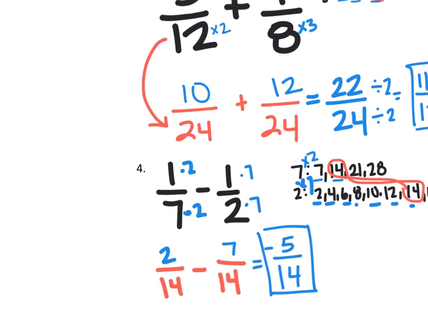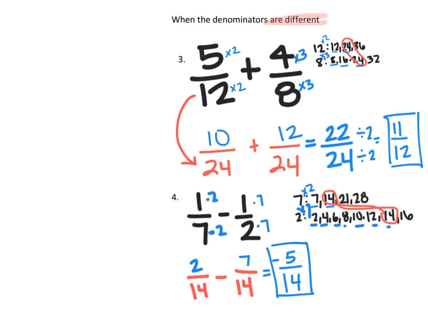I do want you guys to notice that you can also look at the denominators and multiply them with each other. So the 7 times 2 is here, and the 2 times 7 is here. That works. It doesn't work every time if you're looking for the lowest common multiple, but you'll still have a correct answer. You'll just have to simplify at the end.